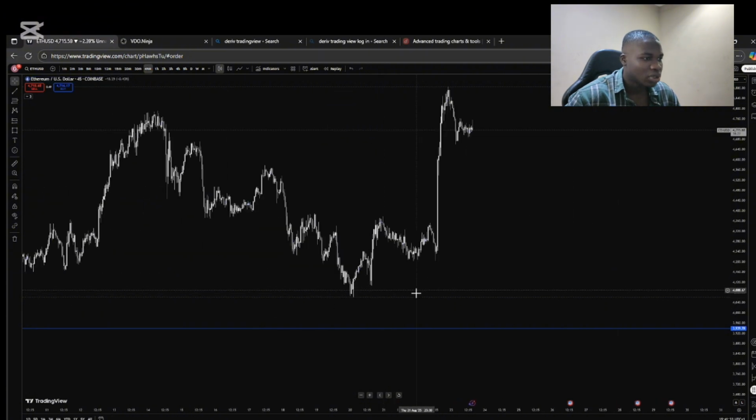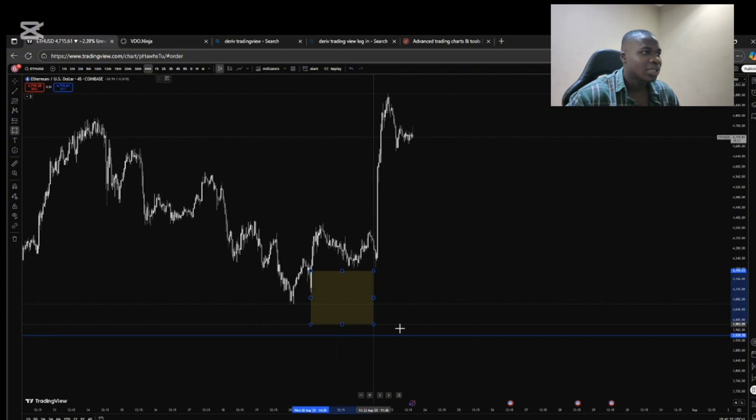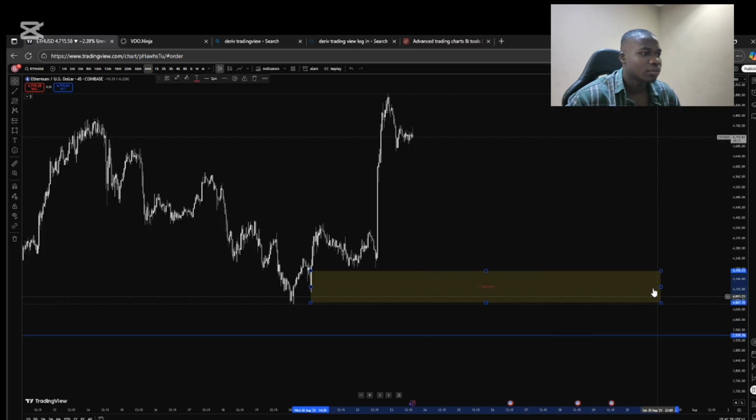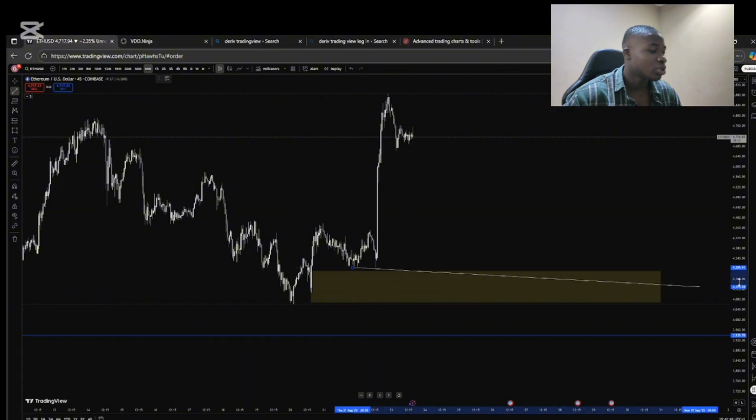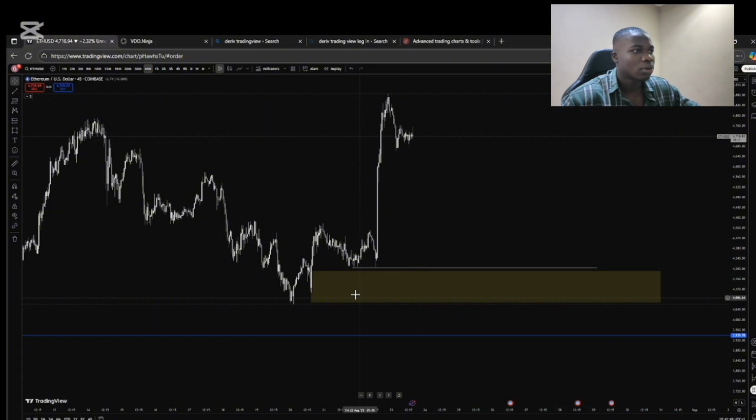So I'll be looking to take buys right from this level right here. Right from this level. That is my POI. So I'll be looking to take a buy right from here.